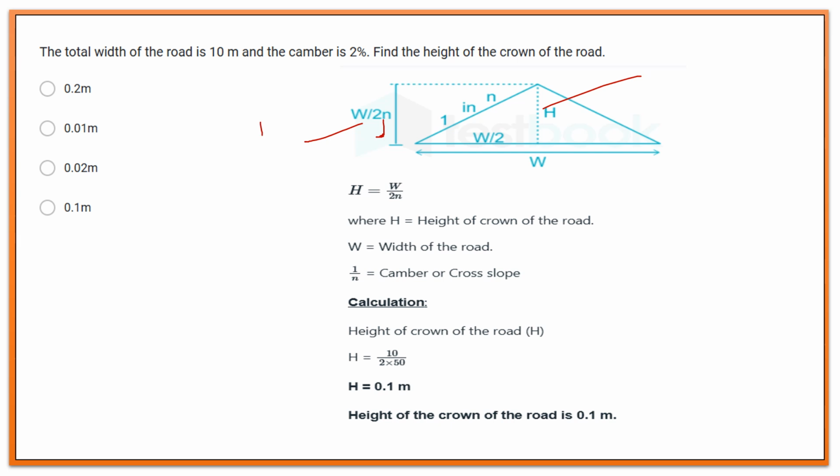So 1 by n is equal to 2%. So 100 by 2 is equal to 50. So take the n value as 50. Then h is equal to 10 divided by 2 into 50. The height of crown is 0.1 meter here. So option number D is correct. The height of crown of road is 0.1 meter.